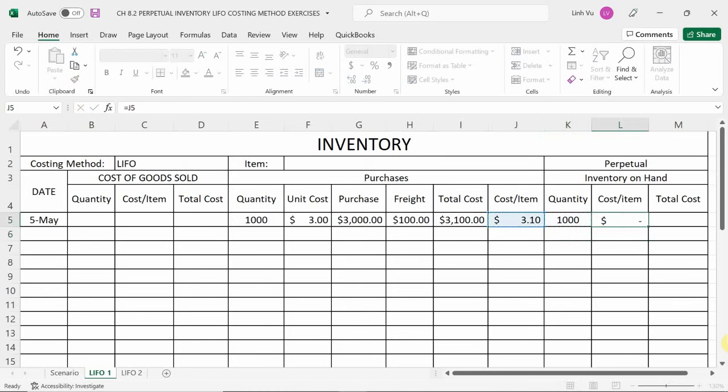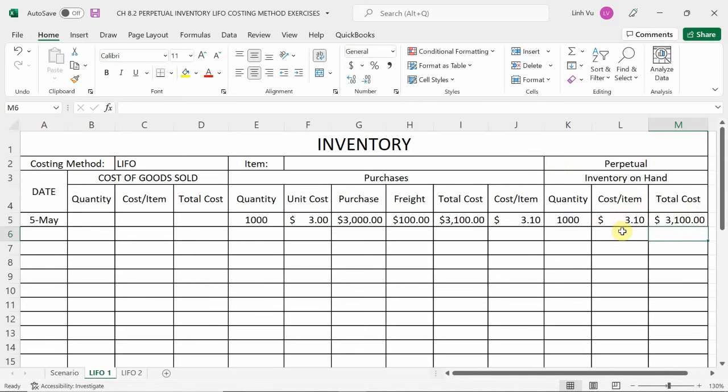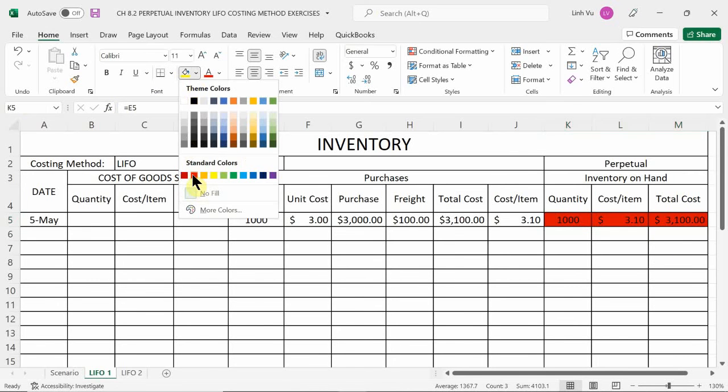Okay. So best recommendation here is to have your formula here in the total cost. So then when I do update my inventory every single time, I'll know it will automatically calculate what that grand total is. So in this case, 1,000 units at 310 is going to give me 3,100. And once again, I will color code just these numbers for today, okay?